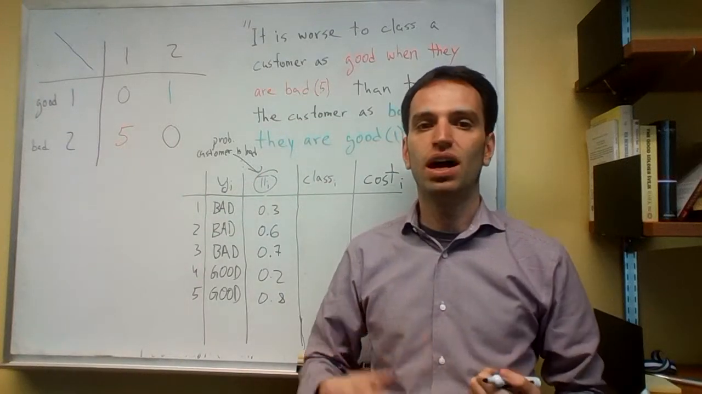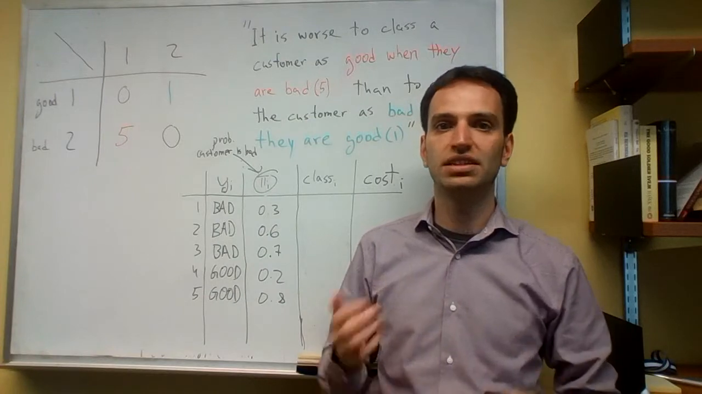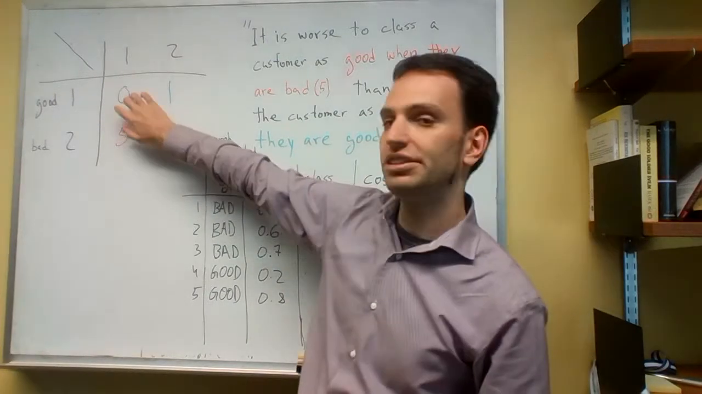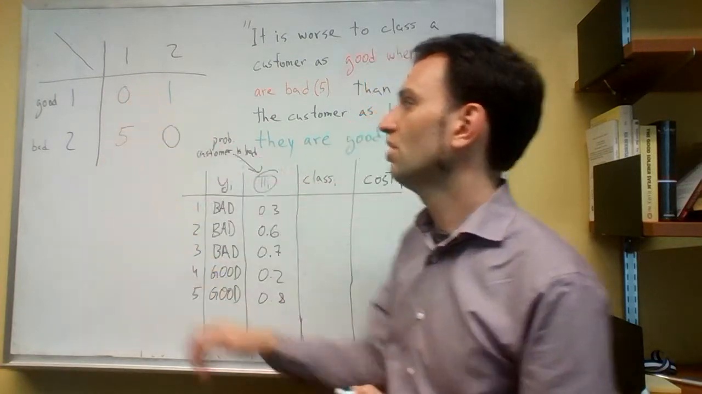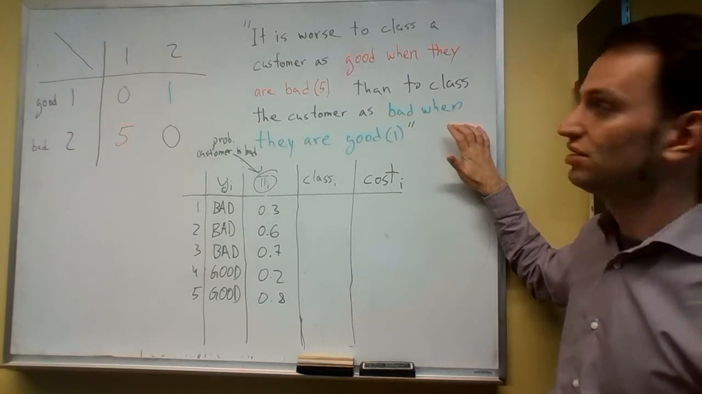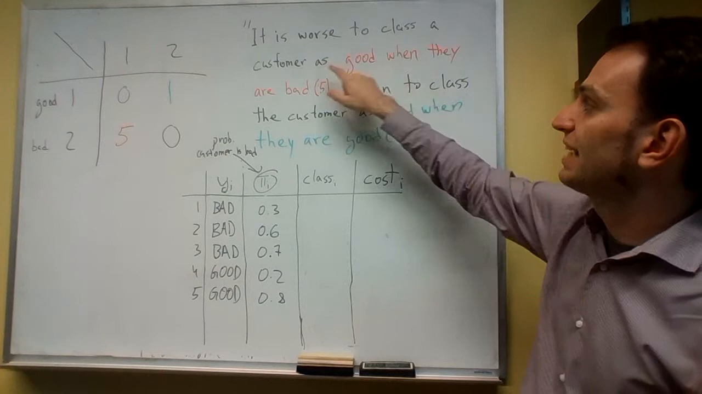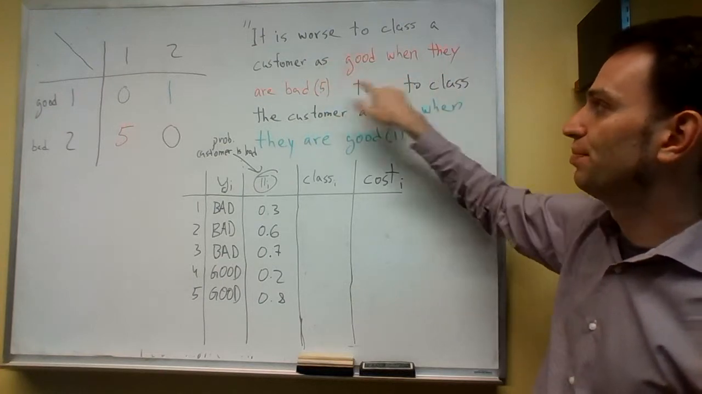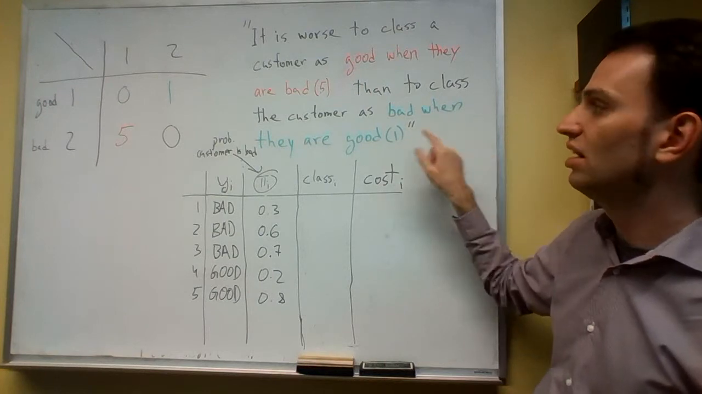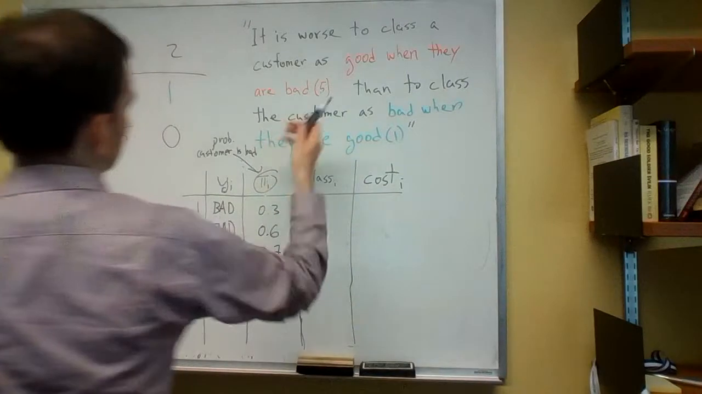In this video, I want to talk a little bit about the cost matrix for the German credit dataset and how to interpret it. So here's the table that's given to you on the dataset website, and here is the description. So what does the description say? The description says that it's worse to class a customer as good when they're bad, and that costs 5, than to class them as bad when they're good, that costs 1. So how do you interpret this table in this context?